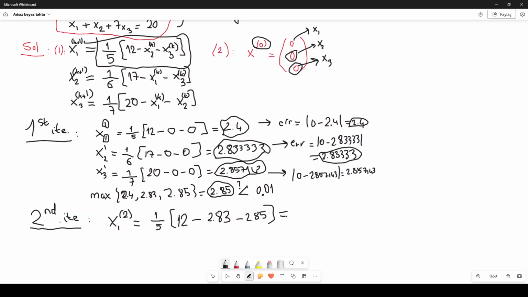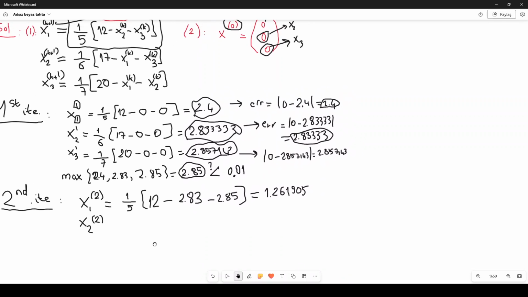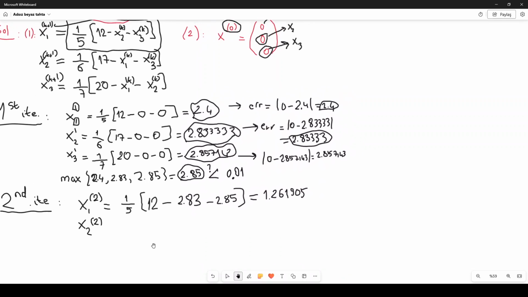So what I get here is 1.261905, and I do the same thing for x2 and x3 as well. But this time again, be aware of one thing only, right? And what is that? Make sure that you take the correct value.